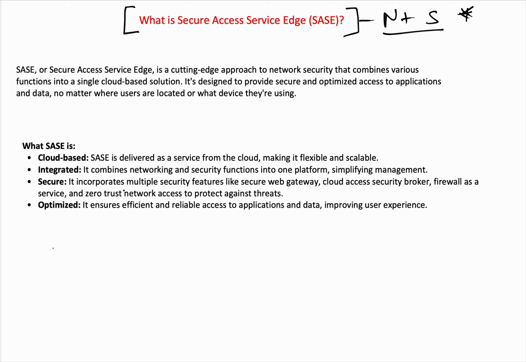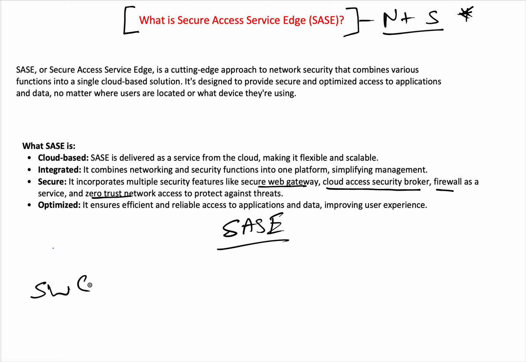Secure: it incorporates multiple security features like secure web gateway, cloud access security broker, firewall as a service, and zero trust access. And it gives you optimization. So if you talk about SASE, you can break it down into its key components. There are four important key components.